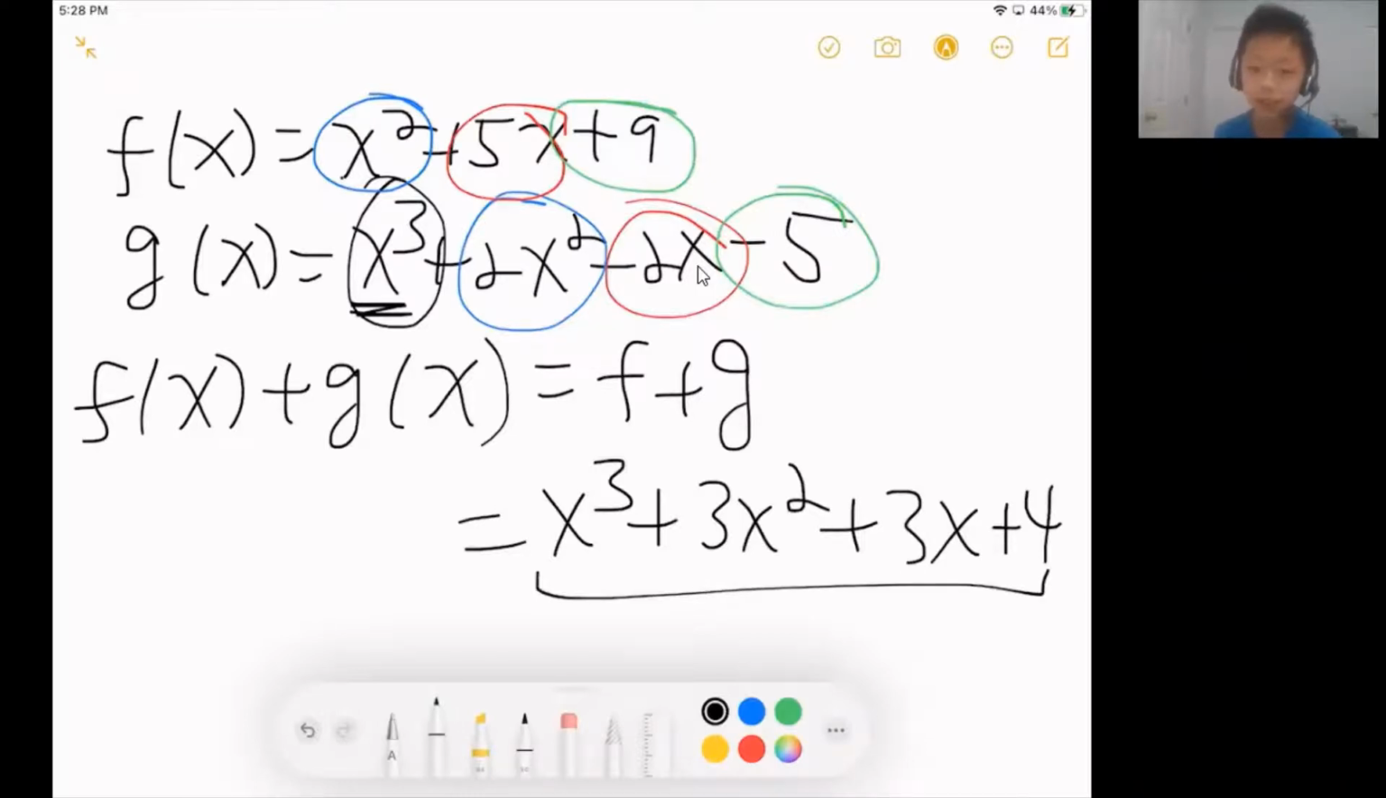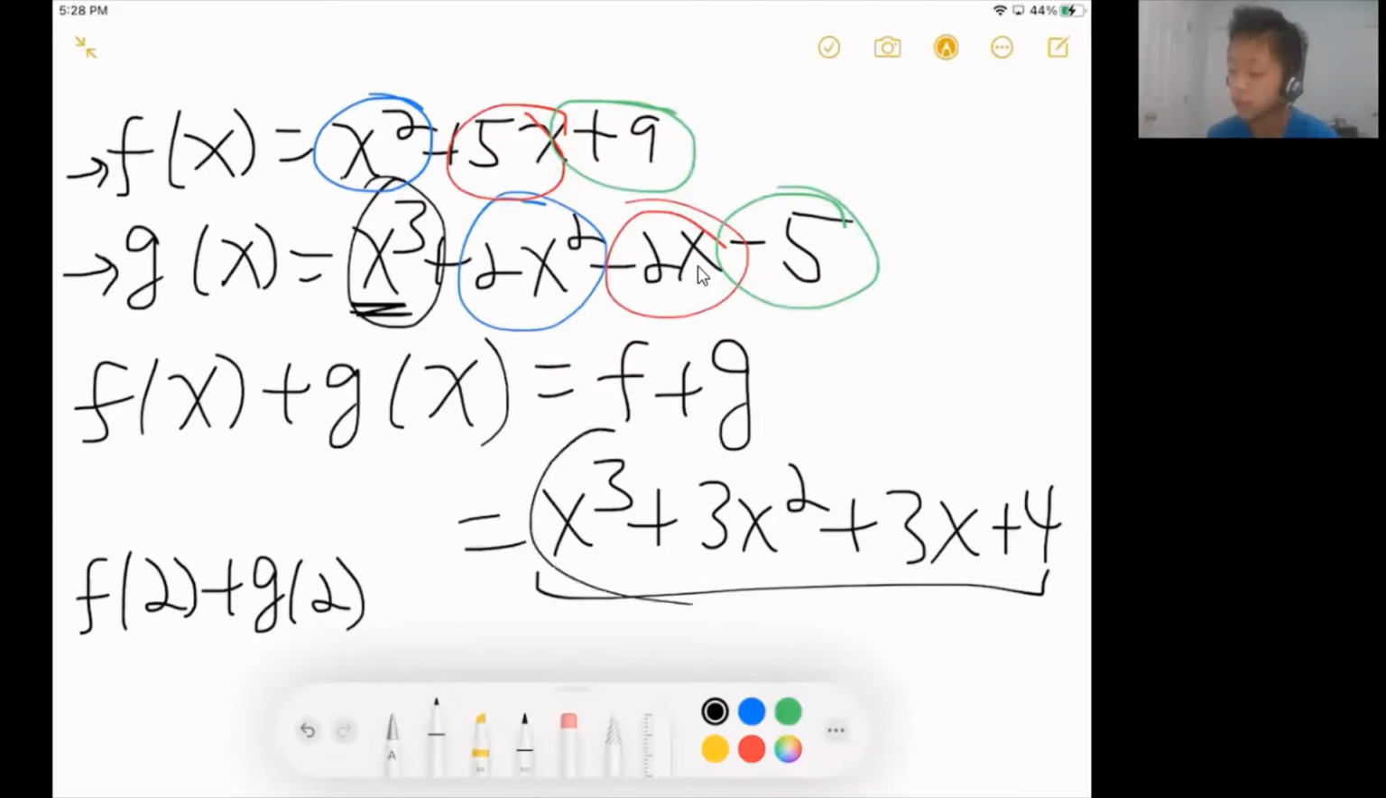The reason this is useful is that if we wanted to calculate, for example, f of 2 plus g of 2, one way is to plug 2 into the first expression, plug 2 into the second expression, and add them together. Or we can directly substitute 2 into this new function that we created, and they'd both give the same result. You can do subtraction in the exact same way.